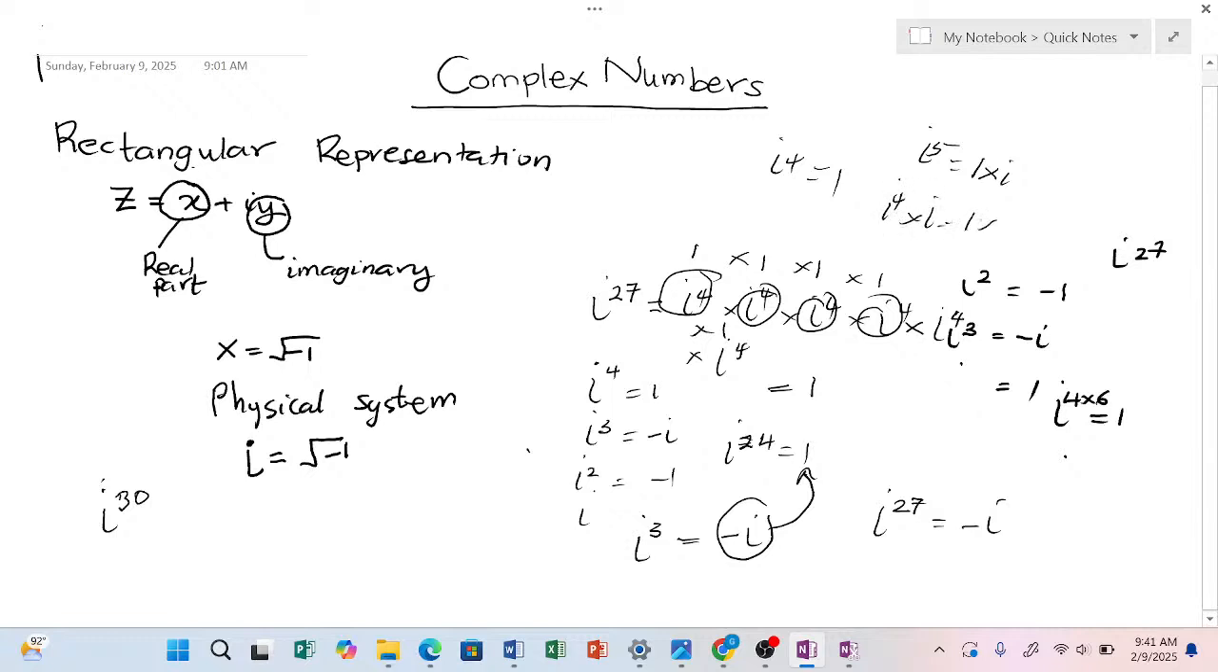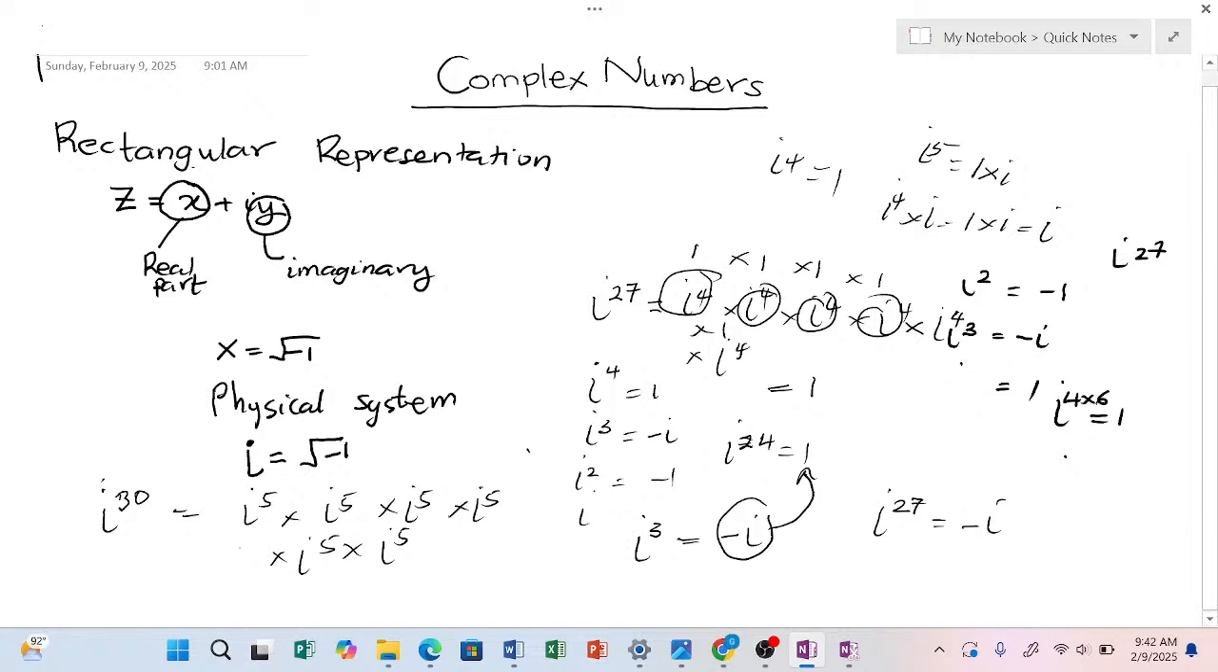That is 1 times i, and that is i. So i to the power 5 is positive i. If you are given i to the power 30, I can say that it is i to the power 5 by i to the power 5 by i to the power 5 by i to the power 5 by i to the power 5, this 1, 2, 3, 4, 5, by i to the power 5. That is 6, and that will give us 30.